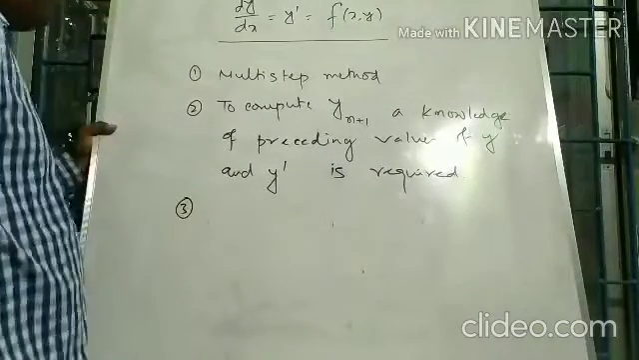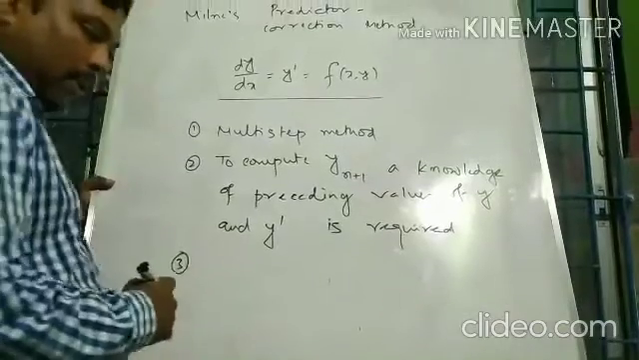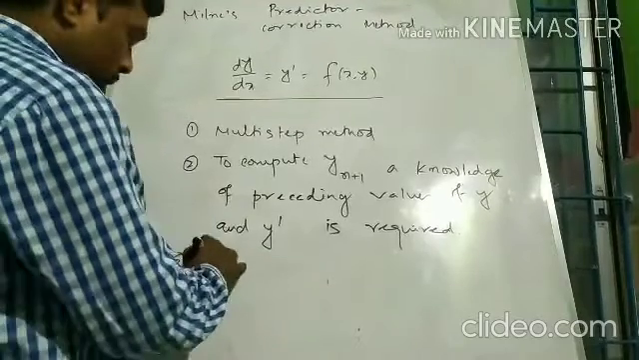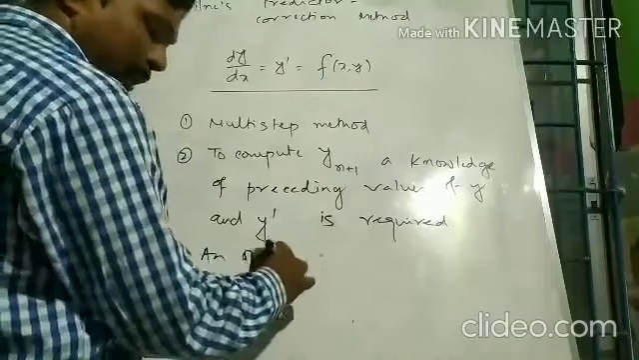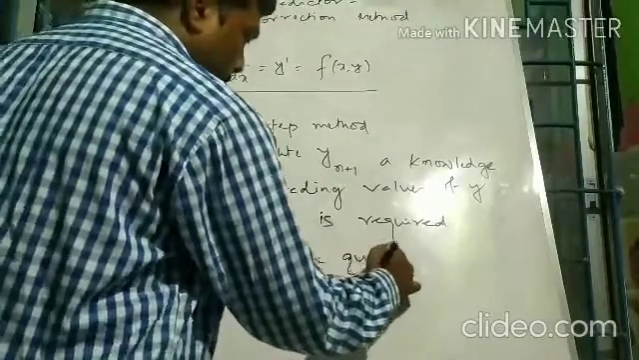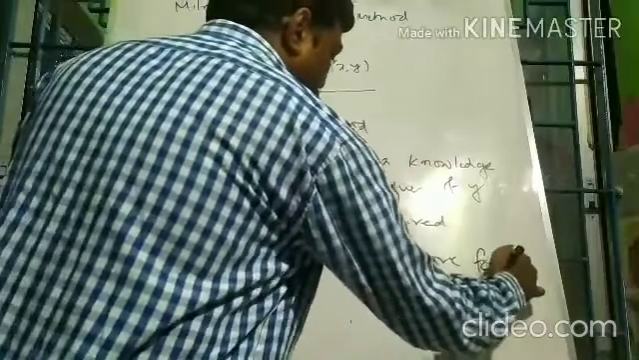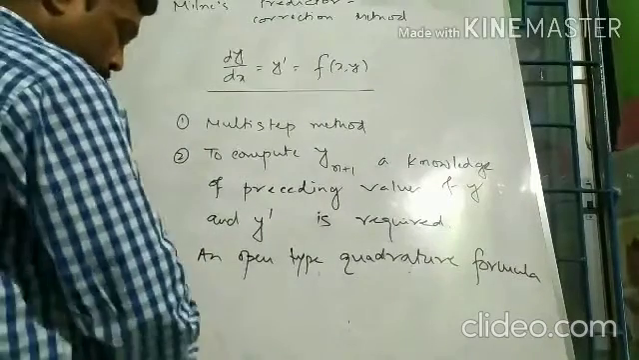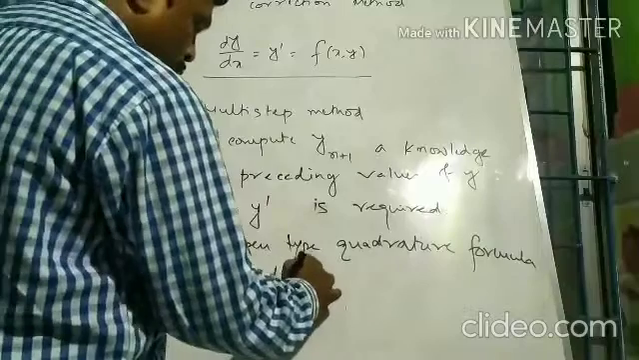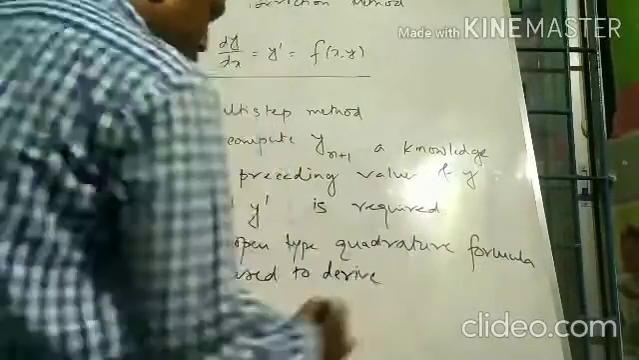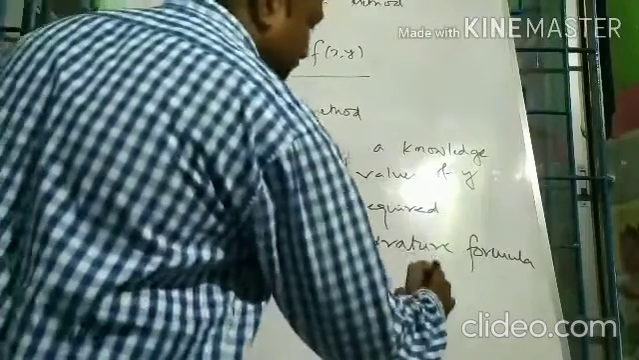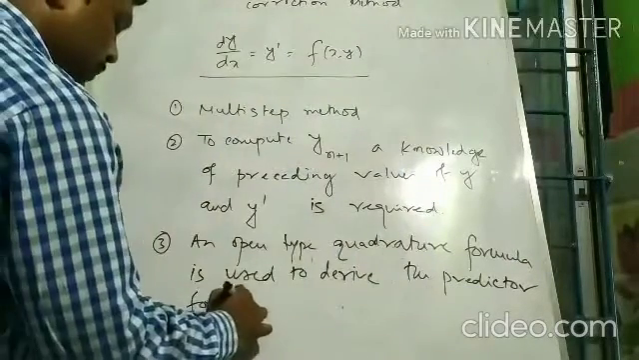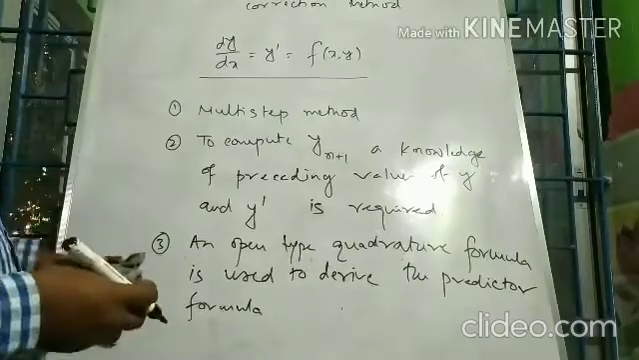Now, for the predictor formula, an open type quadrature formula is used to derive the predictor formula.